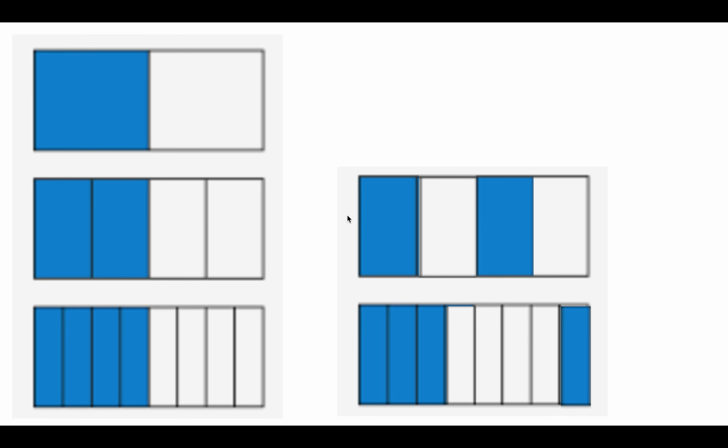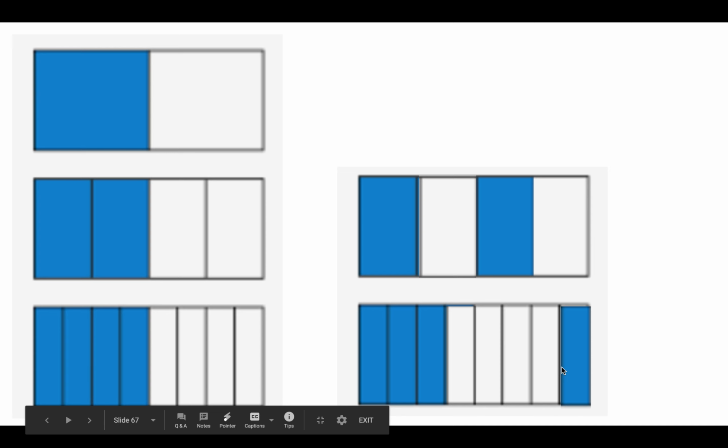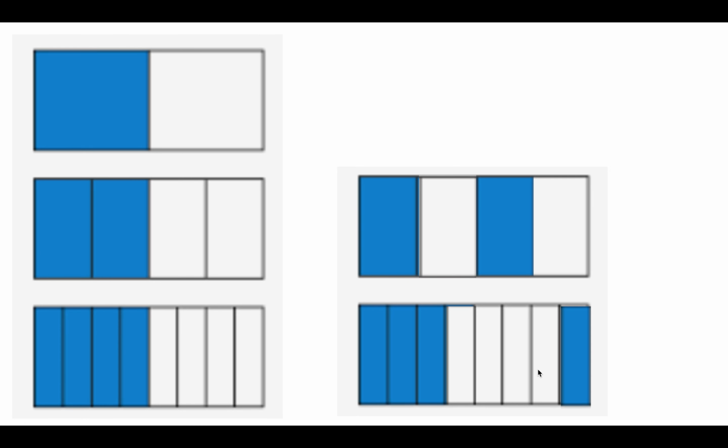Now these pictures also show 1/2. Half of the rectangle is still blue. In this case, there's 2 blue pieces and 2 white pieces. In this case, there's 4 blue pieces and 4 white pieces. Half the pieces are blue, because half means 2 equal parts.